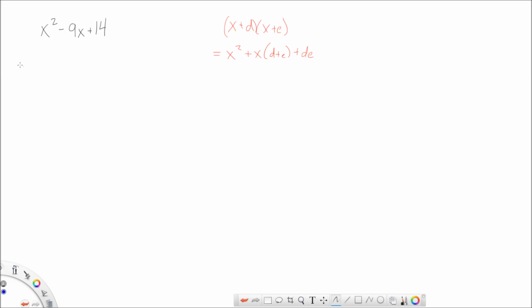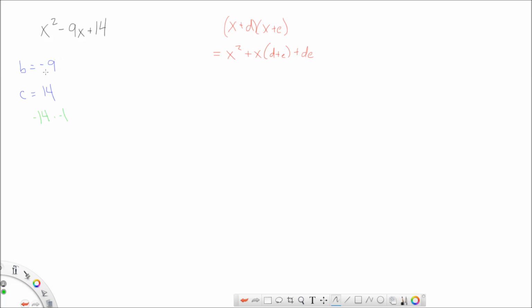So now we know that b is negative 9, and that c is positive 14. Well, if we look at the factors of 14, we've got 14 times 1, and again they're both going to be negative, so I really have negative 14 and negative 1.